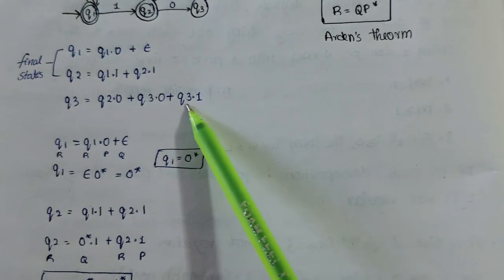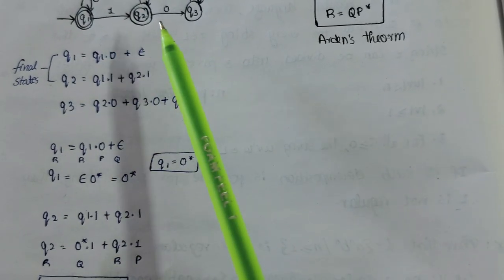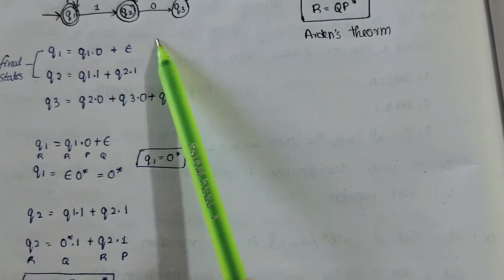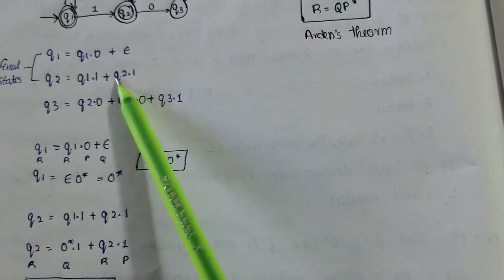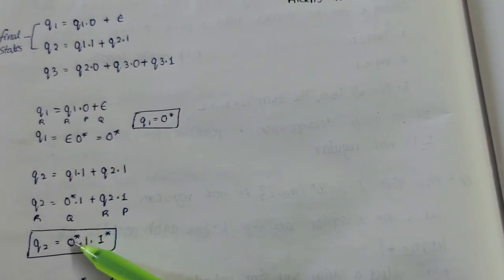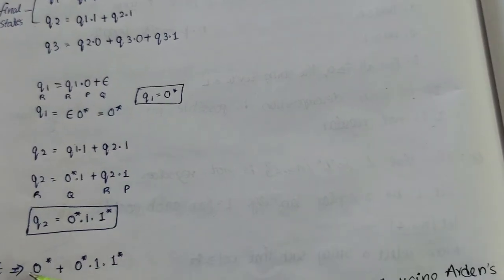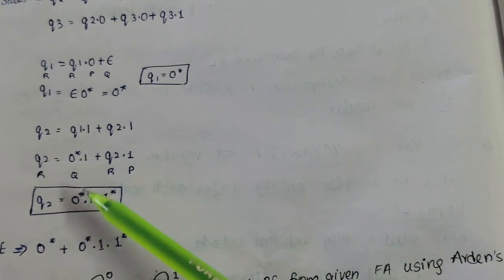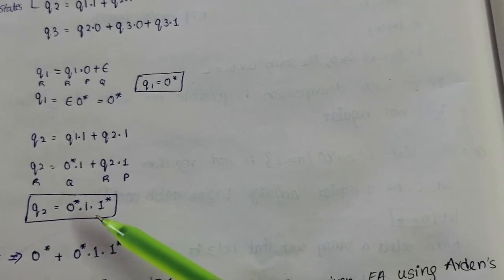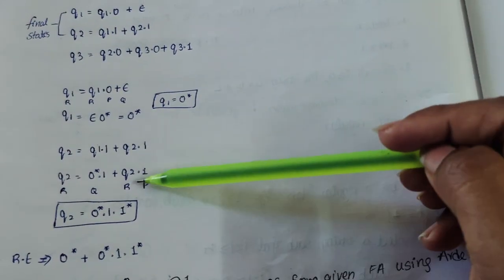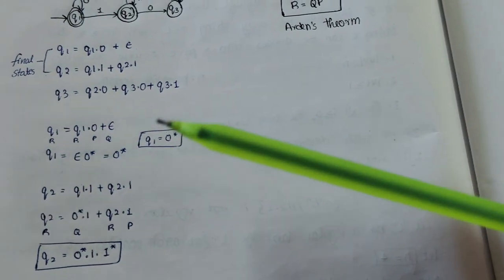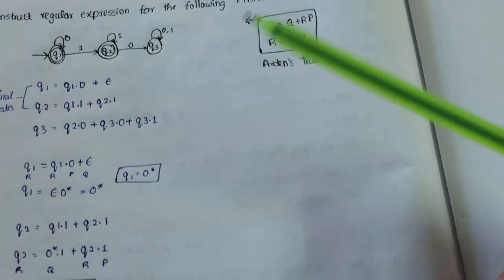We don't have to calculate Q3 because we actually need the regular expressions of Q1 and Q2. Do we have any Q3 value to substitute in these? No, so we won't solve it. We can get the answer through these two states. We got 0* and 0*.1.1*. So the regular expression is 0* + 0*.1.1*. We took the union of these two because there are two final states. We need the regular expression of the final states, and that would be the answer.